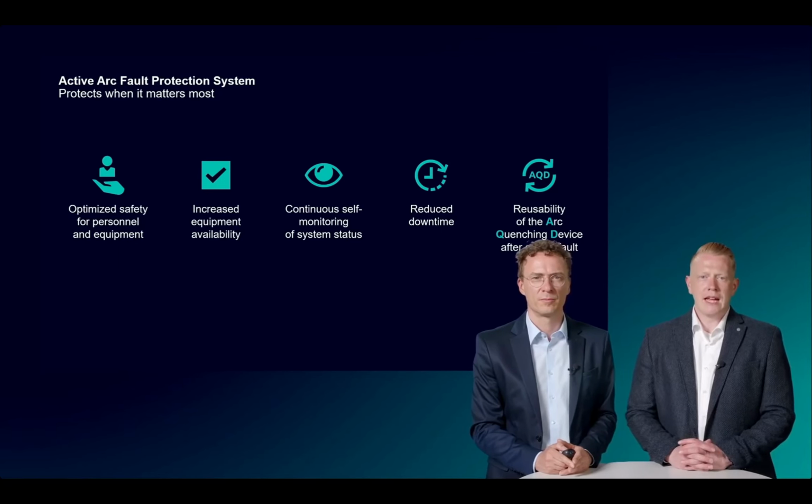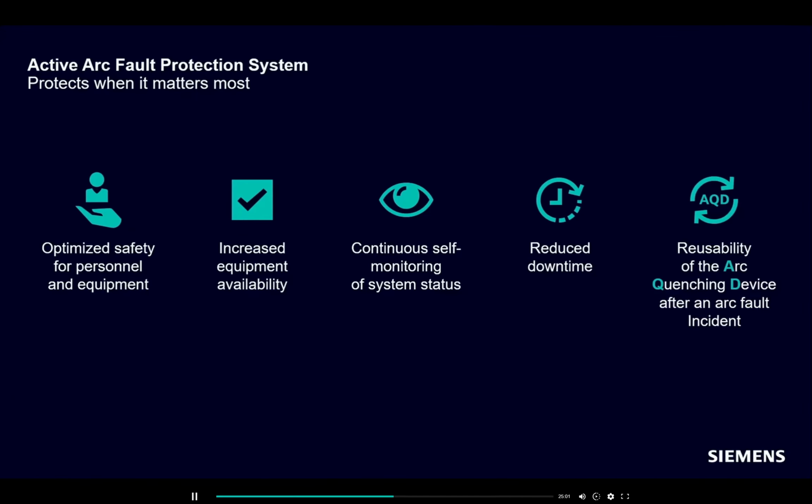The active arc protection can be used for installations with a voltage up to 690 volts and a short circuit current of up to 100 kiloamps. The last thing I'd like to mention is what types of fault we have to consider.